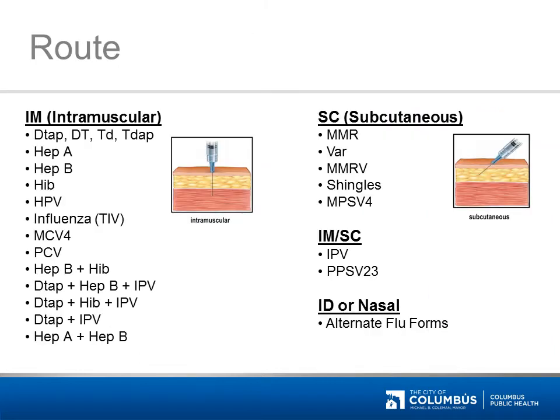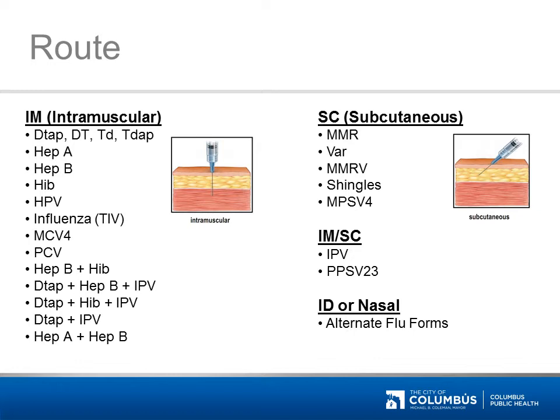It's also important to give vaccines the right way. Hepatitis B vaccines must be repeated if not given into the muscle. Most vaccines are given intramuscularly, with the needle perpendicular, at a 90-degree angle to the muscle. IM vaccines should be spaced at least 1 inch apart if more than one is given in the same muscle. MMR, varicella, shingles, and MPSV4 are given subcutaneously into the fat under the skin with the needle at a 45-degree angle.